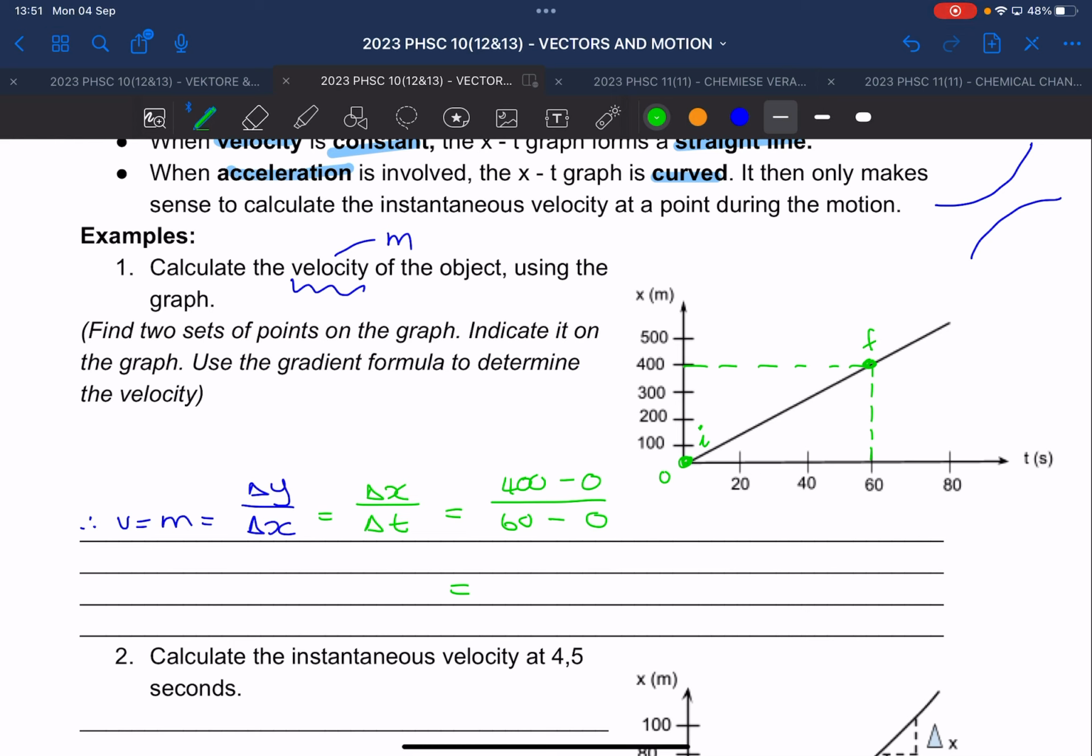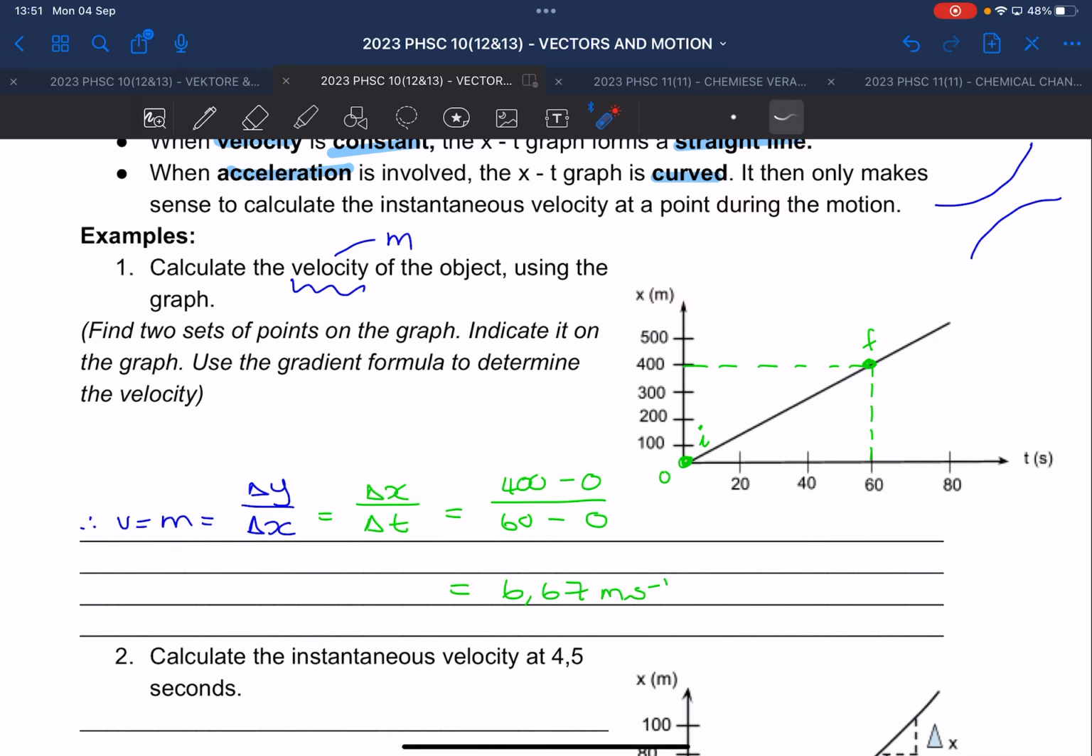Right, where are we with our questions? Kutlano, what did you get? So that's 6.67, 2 decimals. 6.67, and what's the unit, Kutlano? Meters per second, because we have meters divided by seconds.